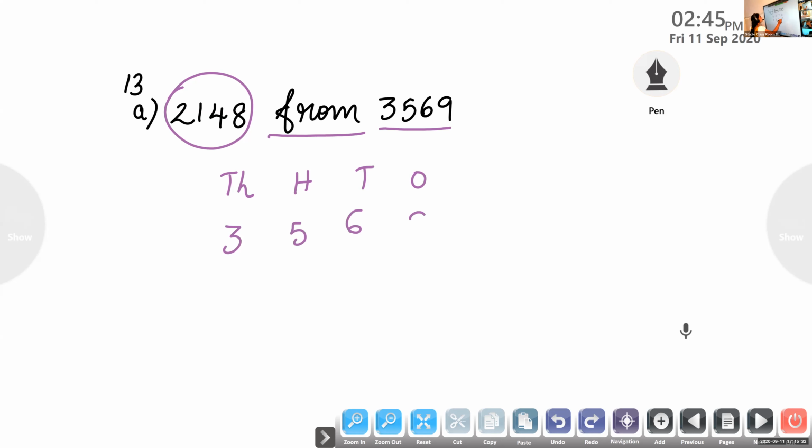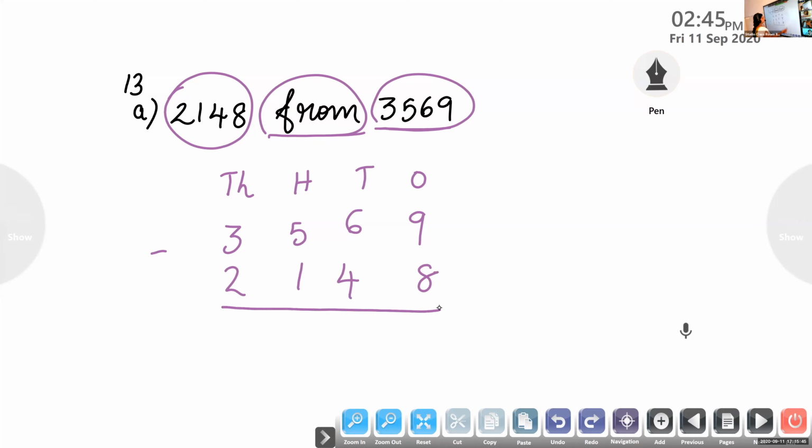When "from" comes, you should be careful. You should write the bigger number. You should see which is the bigger number. And minus 2148. And you can do question B also: 1487 from 3999.